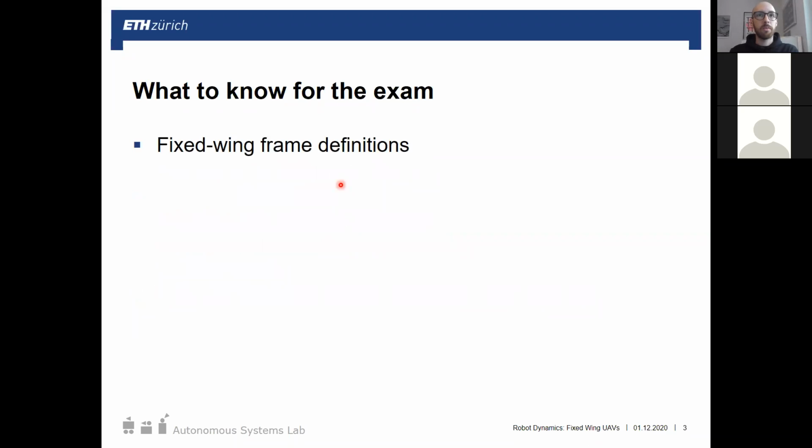Then frame definitions are important. Fixed wing has a few different, kind of strange frames compared to the multicopters, like the wind frame. So make sure you review the slides and know how those are all defined.